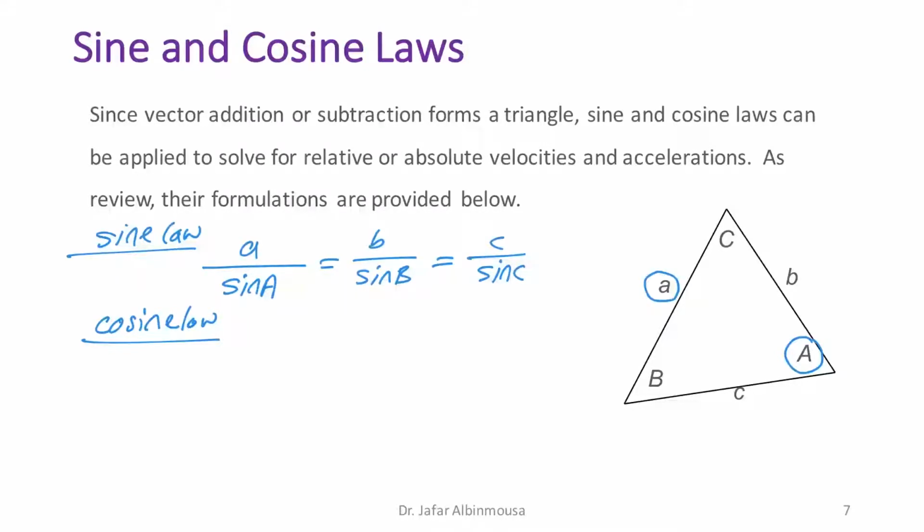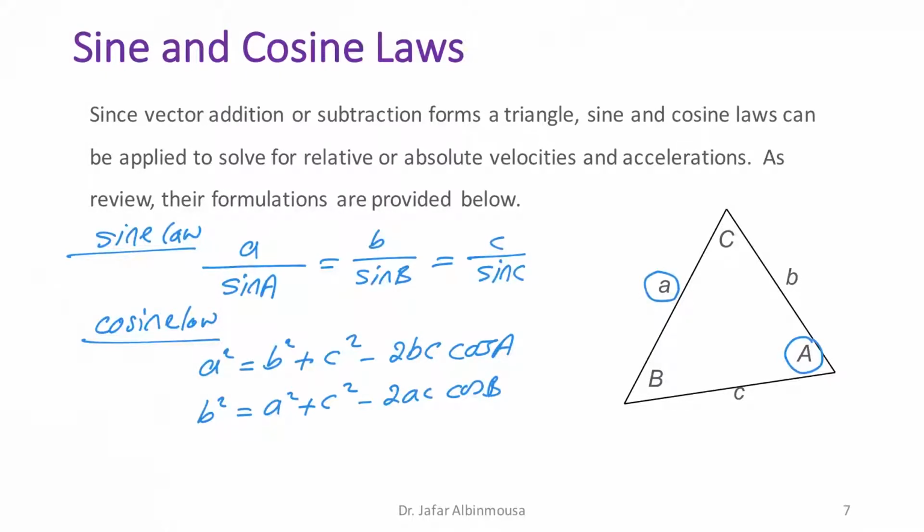The cosine law is written like this. A squared, which is the length of the arm A, is equal to B squared plus C squared minus 2BC cosine A. Similarly, B squared equals A squared plus C squared minus 2AC cosine B, and C squared equals A squared plus B squared minus 2AB cosine C.